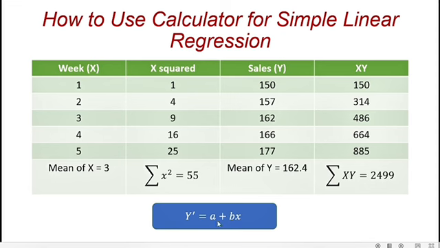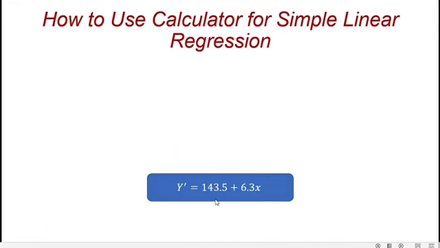But how do we get this? How do we get our a? How do we get our b? We know our x is always constant, so we need to find our a and our b. When we do that, this is the answer we get: A is 143.5 and B is 6.3.